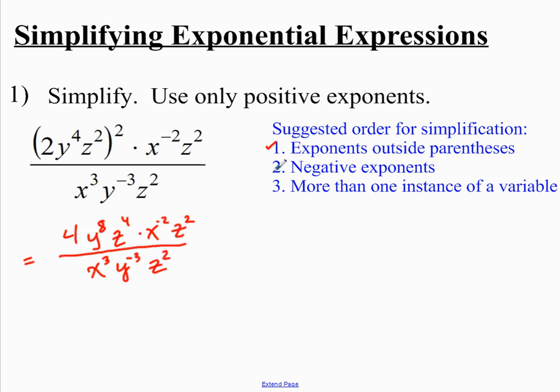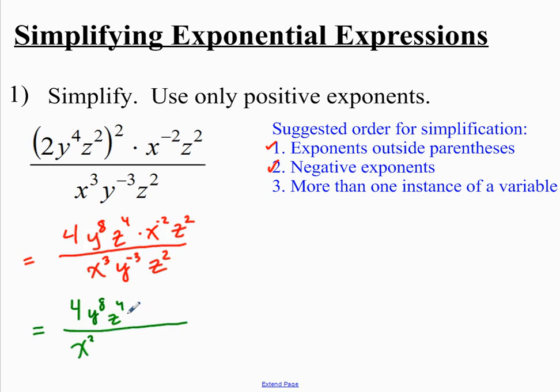Next, I'm going to deal with negative exponents. Negative exponents are not considered simplified. Negative exponents we're going to bring to the other side of the fraction and make positive. So I see a positive exponent, it's 4 to the 1, y to the 8th, z to the 4th. But when I get to this x to the negative 2, I bring that factor to the denominator, and make the exponent positive.